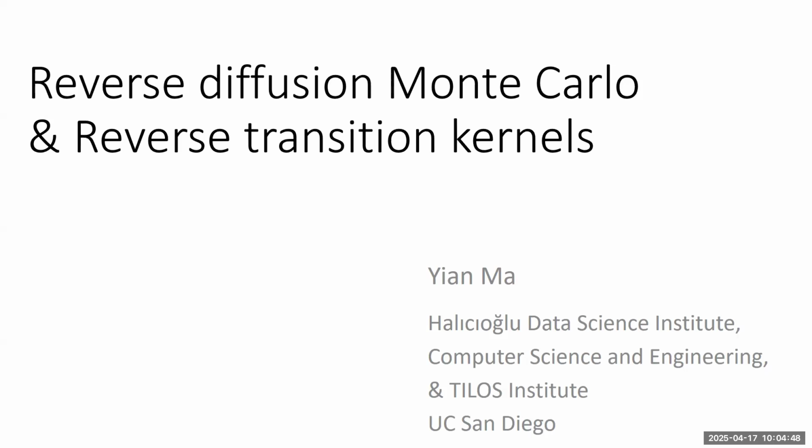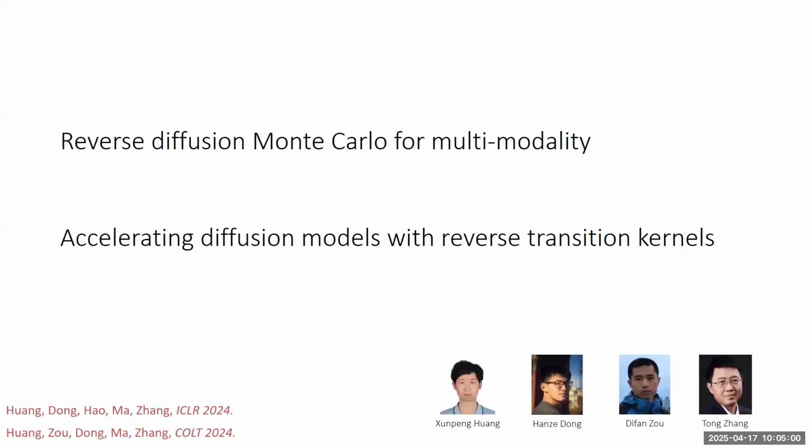So today I'm going to talk about how to make use of the reverse diffusion process for the purpose of how to make use of MCMC to accelerate the inference of diffusion models. So let's jump right in. So let's first talk about making use of the reverse diffusion process. This is joint work with Hong Zhang's group.